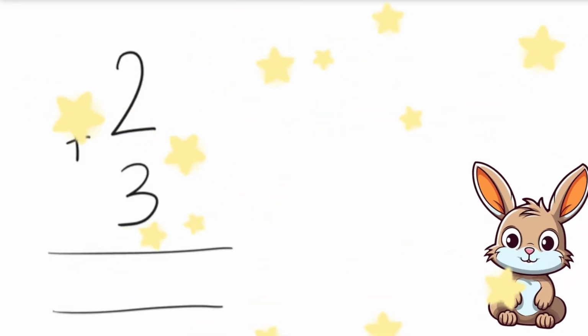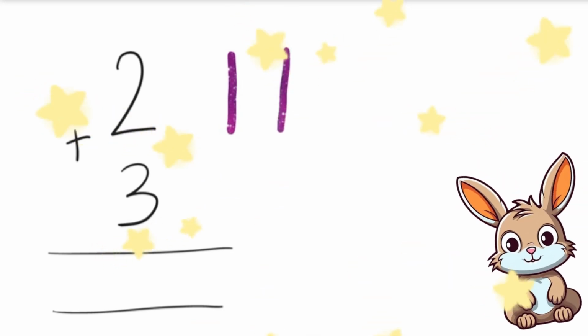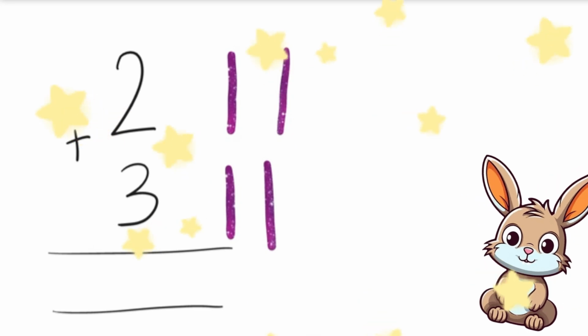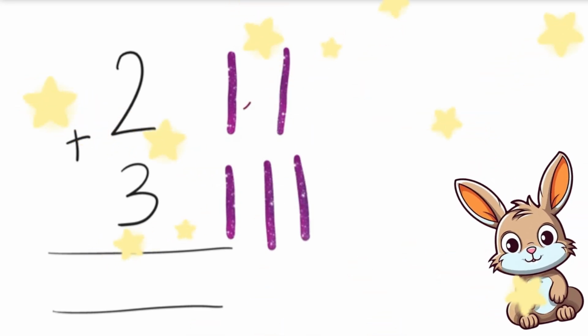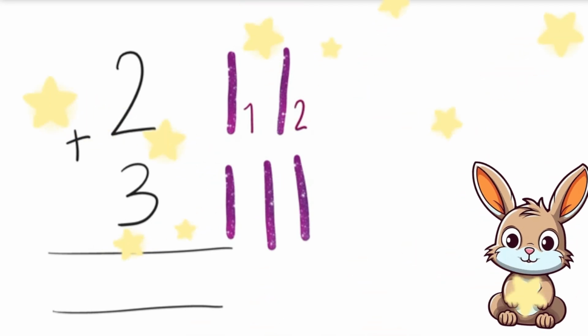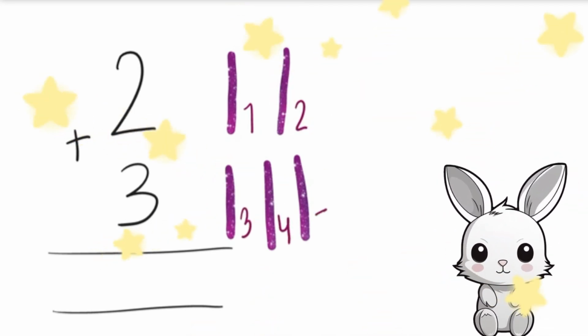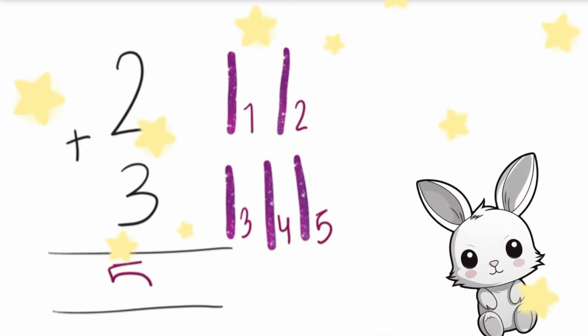Now next one is 2 plus 3. So let's go. Let's draw 2 lines for 2, 1, 2 and 3 more. 1, 2, 3. So let's count them all together. 1, 2, 3, 4 and 5. So 2 plus 3 is also 5.